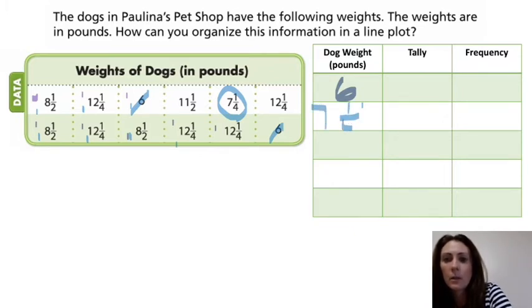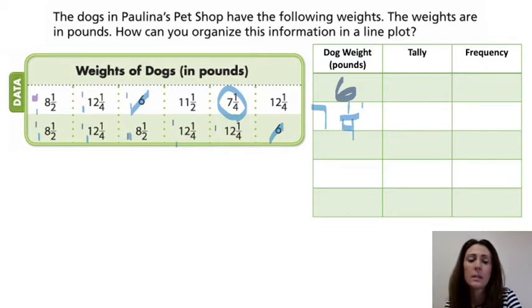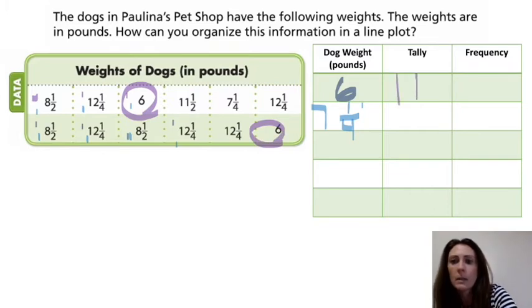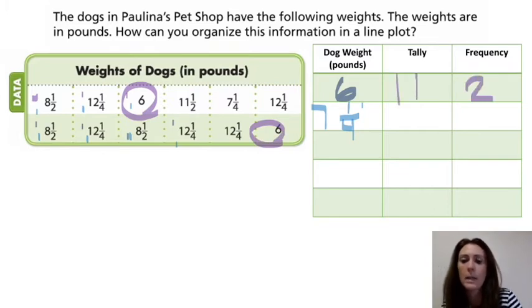Anything come after, and I could go back and say to the 6, okay, how many 6s showed up? Well, how many 6s were in my data? Do you guys remember? I had 1 here and 1 here. So I'm going to make 2 tally marks. So that means it occurs twice in the data.